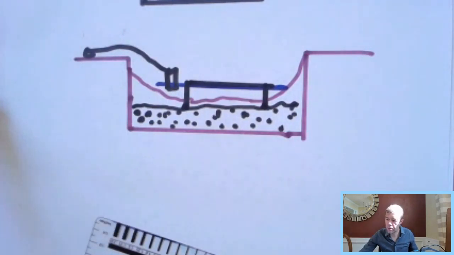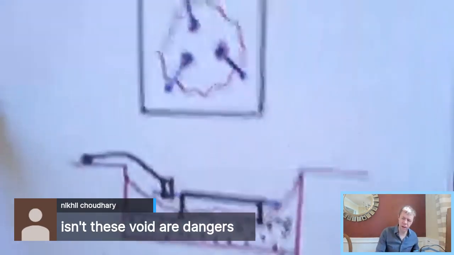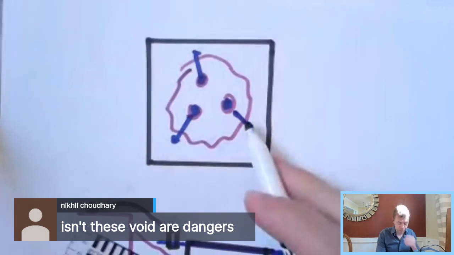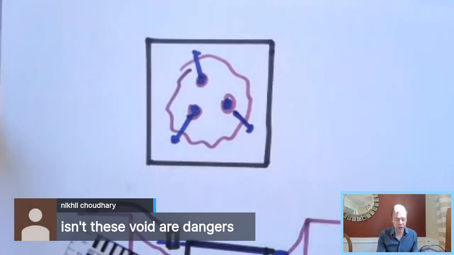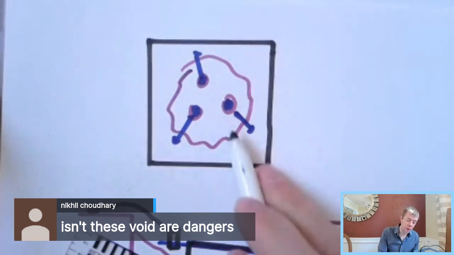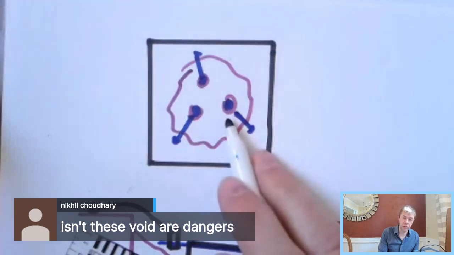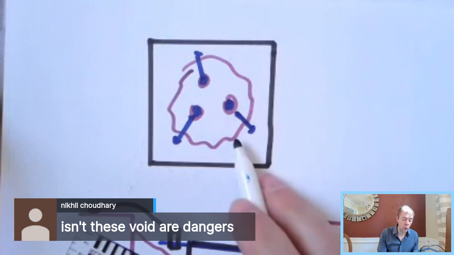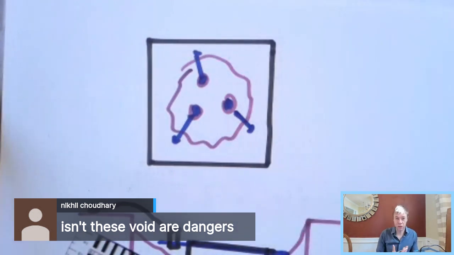Someone asked me about the voids, if they're dangerous. I think you're talking about the voids for the internal curing. No, these voids are not dangerous. They may decrease the strength of your system a little bit, but they will offset any decrease in strength by increasing the strength of the concrete around it. Internal curing has been around for a long time and people have been talking about it for a long time. People have to decide locally if it's practical or not.